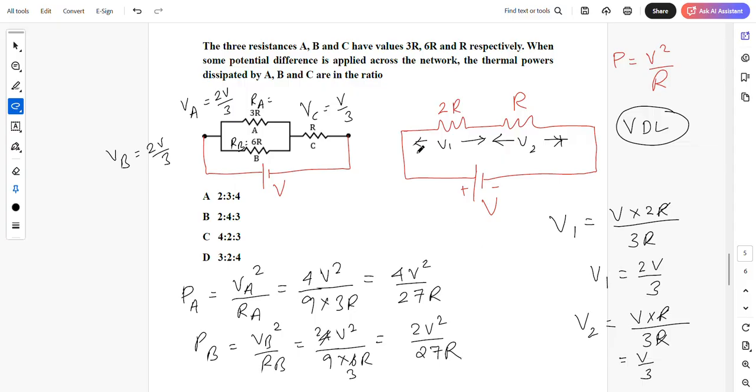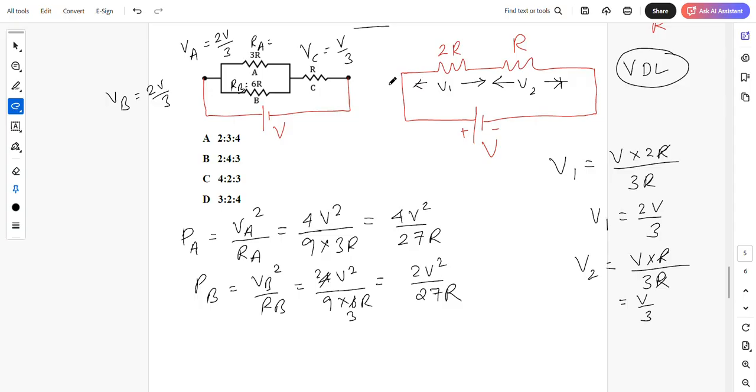PB. Now, because they are asking for the ratios, when some potential difference is applied across the network, the thermal powers dissipated by A, B, C are in the ratio. You have to calculate PA is to PB is to PC. Now, how to calculate PC? PC is also very easy. PC is equal to VC square by RC. VC is V by 3; squared, it is V square by 9. RC is R itself. So this will be V square by 9R.